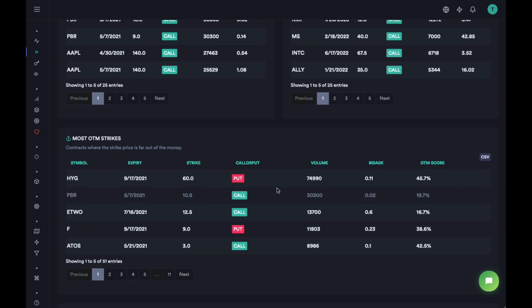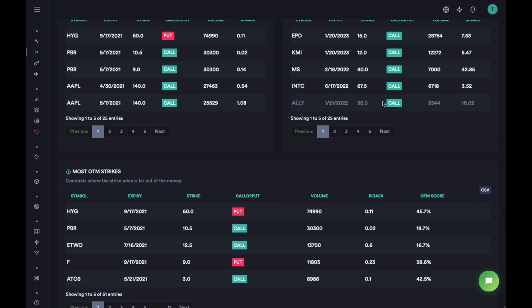And again, if you're really lazy and you don't want to spend time anywhere else, just look at these contracts every day. These are updated every 10 minutes during market hours. So just take a look at these every day and see if you can find a good trade idea from here.